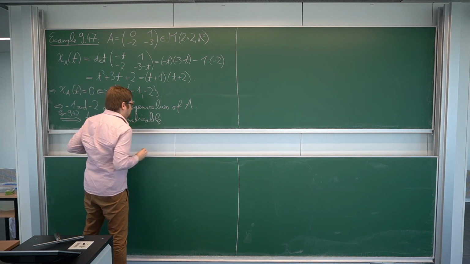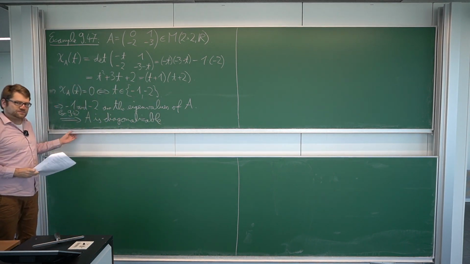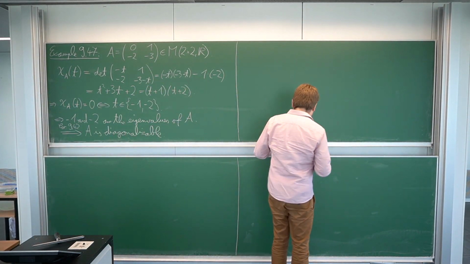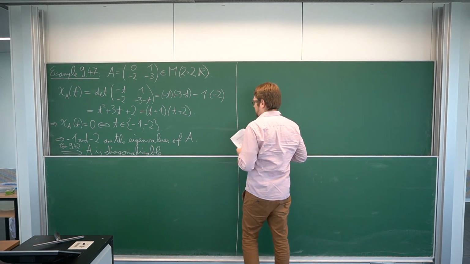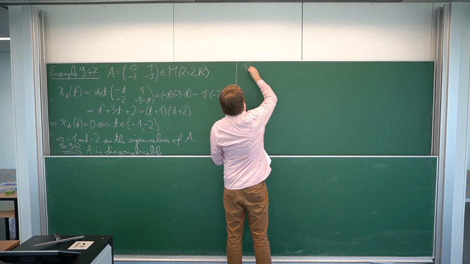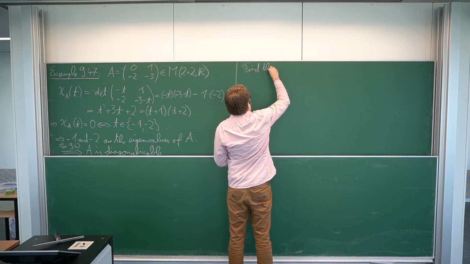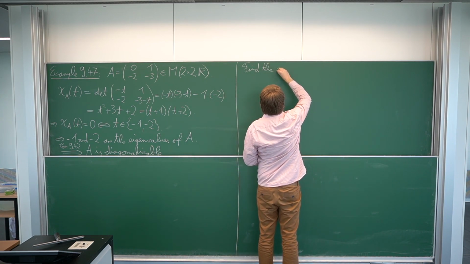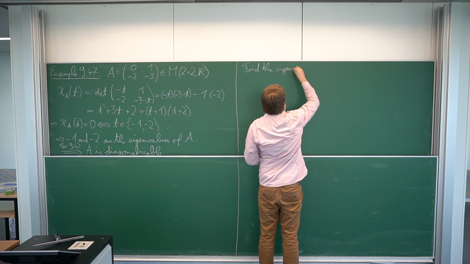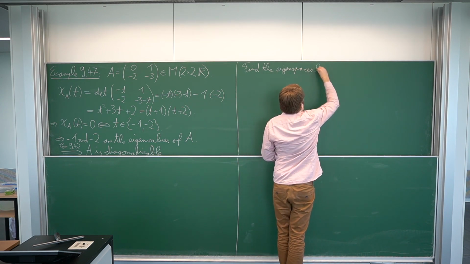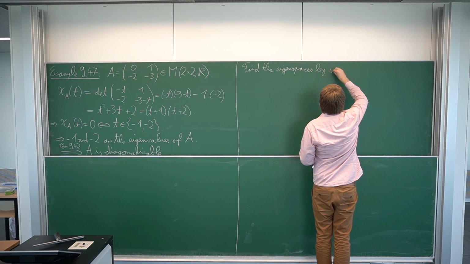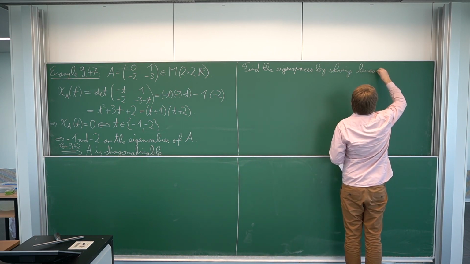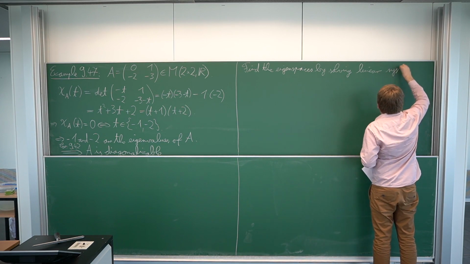What we now still want to do is to find the eigenspaces. How can we find the eigenvectors of such a matrix? We just basically have to take these two eigenvalues and find the eigenspaces by solving linear systems as follows.